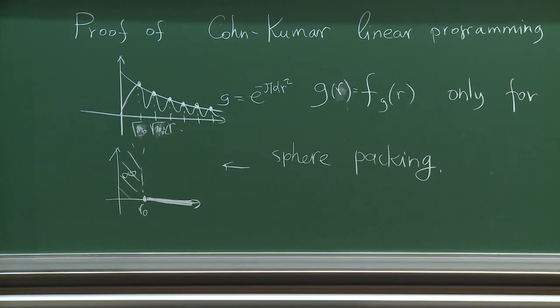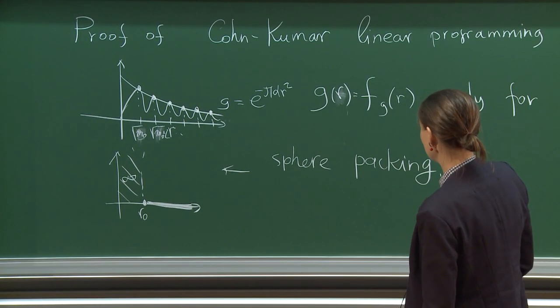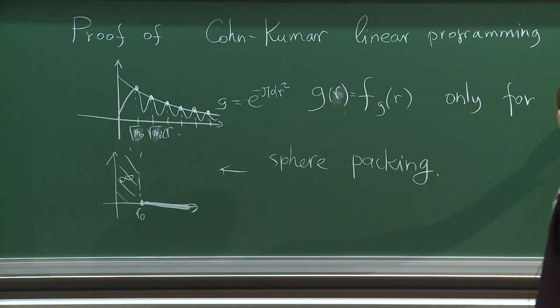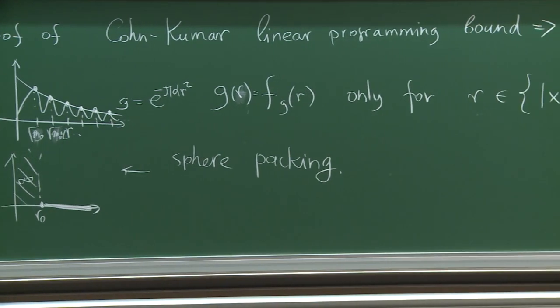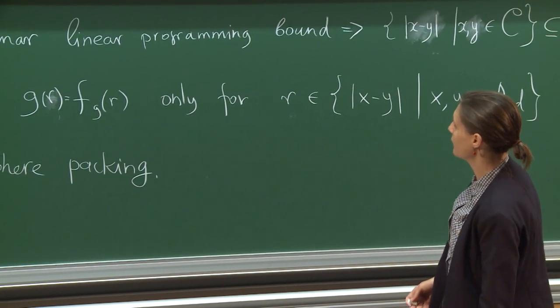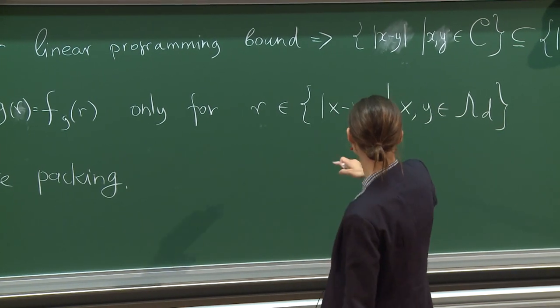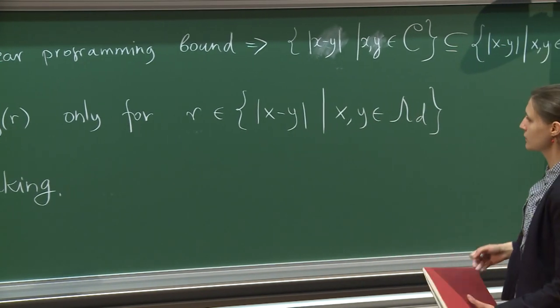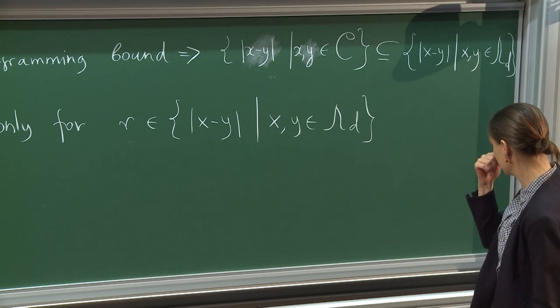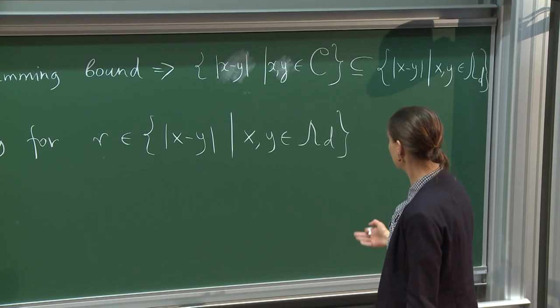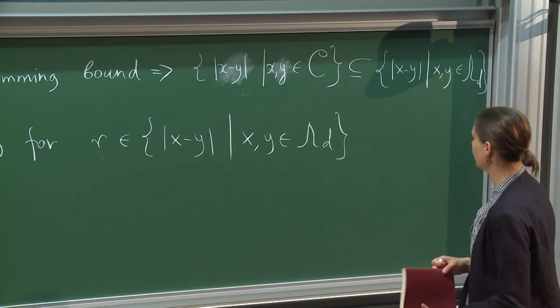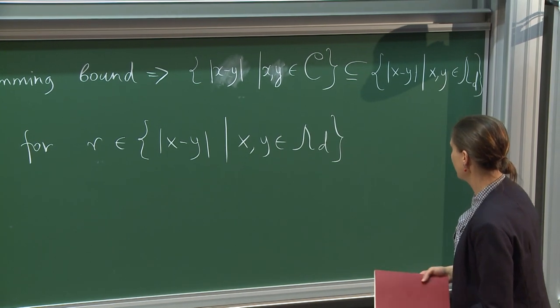And so as long as we have this condition satisfied, then we always also have the uniqueness. And the uniqueness was first argued, I saw it first, in a paper of Cohn and Elkies.